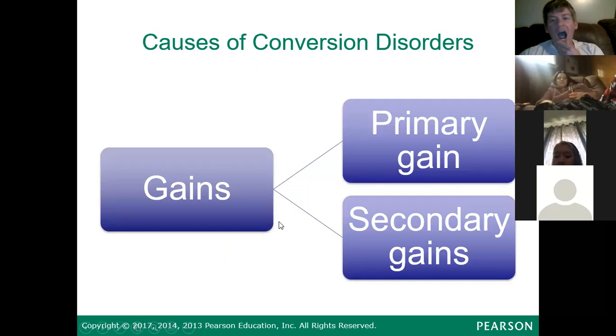Okay, so some possible causes of conversion disorders. They say the primary gain, meaning the primary, we'll say motivation, is attention. And then the second one could be monetary, money.